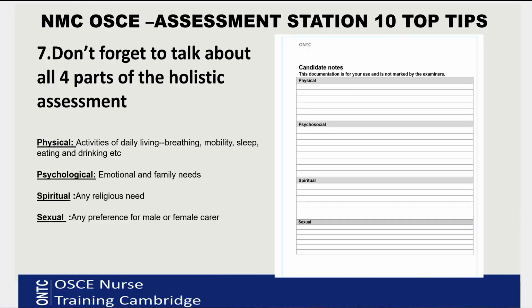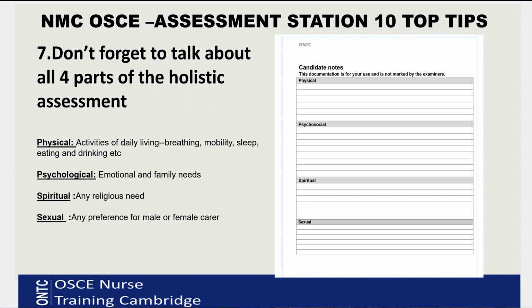So next we're going to look at number 7. It's not just the physical problems you're looking at with the patient, but you're also looking at other aspects of their health and well-being. Okay, so don't forget, we say comprehensive assessment, so don't forget to talk about all 4 parts of the holistic assessment. It means you're looking at the physical needs. Physical needs are mainly your activities of daily living, so you can choose 2 or 3 physical needs depending on your patient scenario. You could be talking about breathing, mobility, sleep, eating, drinking. Again, it would be different nursing needs depending on your patient's presenting symptom and diagnosis. But you can focus on mainly 2 or 3 needs.